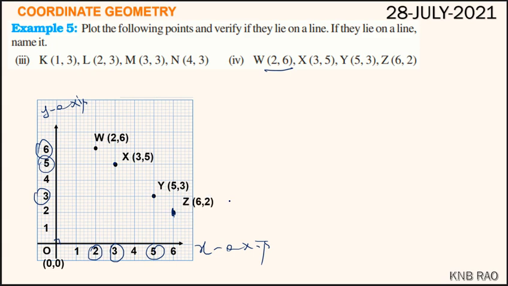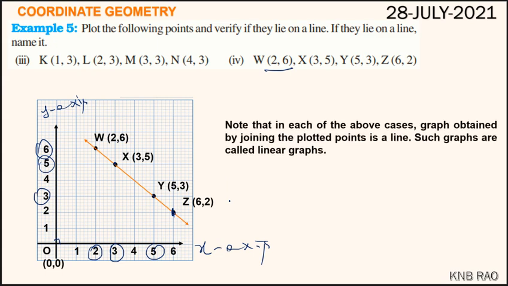Now, if I draw a line passing through any two of them, definitely that passes through the rest of the points. Thus, I say in each of the above cases, the graph obtained by joining the plotted points is a line. Such graphs are called linear graphs. What do you call these graphs? They are called linear graphs, because they are giving you a straight line. All the points are giving you straight lines.